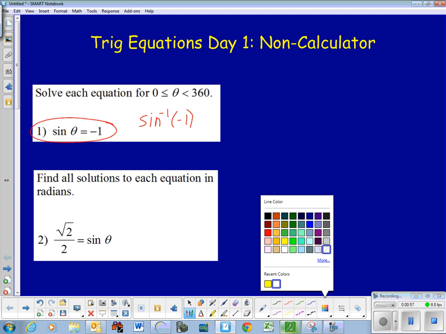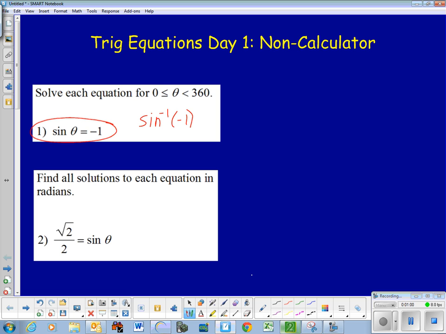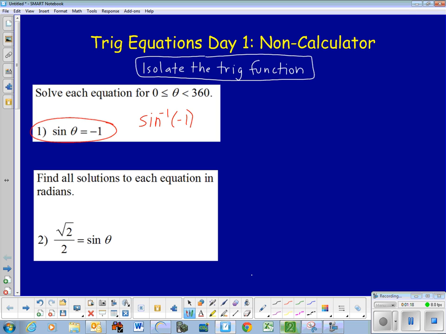Okay, so let's start with the main idea. The theme for solving trig equations is isolate the trig function. Just like when you're trying to solve an equation, you isolate x. When x is by itself, you're done. If you're trying to solve a quadratic equation, sometimes, depending on the setup, you isolate the x squared. If you're trying to solve a radical equation, you isolate the radical. In this case, that final step will be applying the inverse trig function. But overall, the big step is to isolate the trig function.